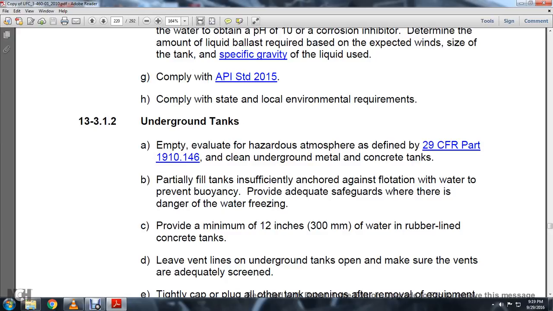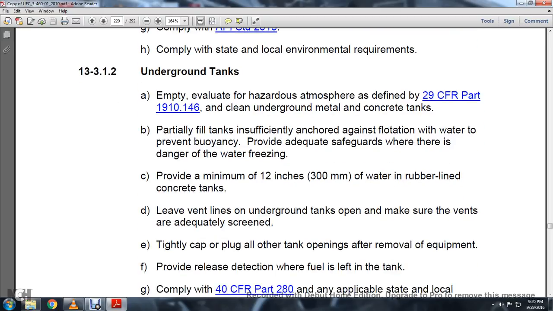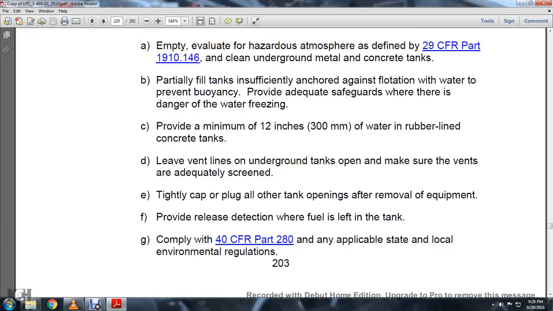13.3.1.2 Underground tanks. Empty the tank and evaluate the hazardous atmosphere as defined in Title 29 Part 1910.146. Clean underground metal and concrete tanks. Partly filled tanks insufficiently anchored against flotation should be filled with water to prevent buoyancy. Provide adequate safeguards where there is danger and frequency of flooding. Provide a minimum of 12 inches of water.